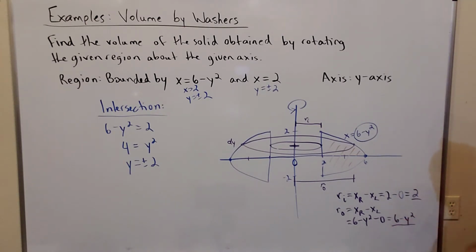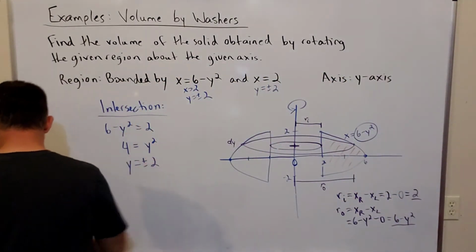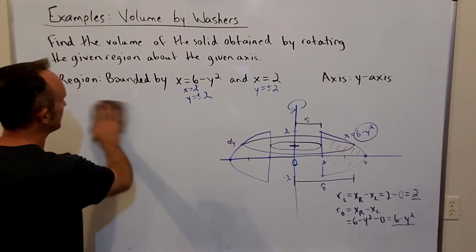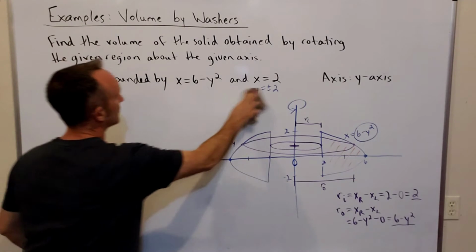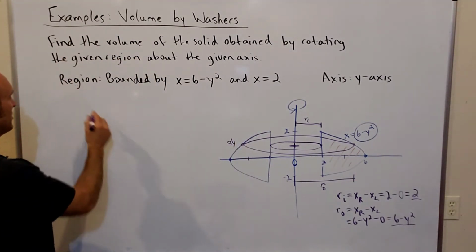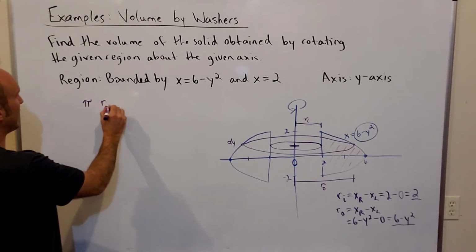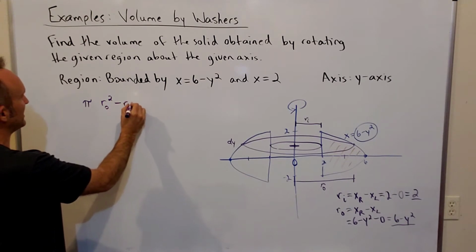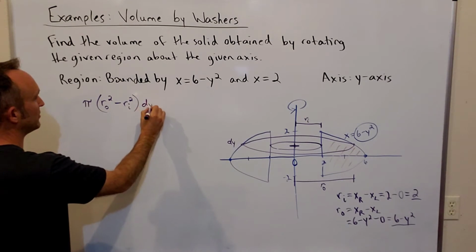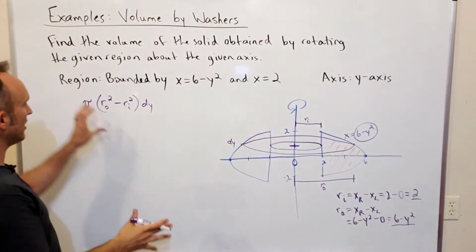So I've got my inner radius, my outer radius. We have enough to set up the integral. I have to add all of these washer volumes together. Okay, so let's set up the integral. To calculate the volume of a washer, I do pi times the outer radius squared minus the inner radius squared times the thickness, which here is dy.